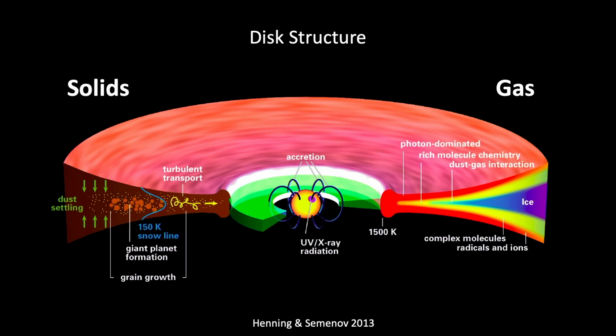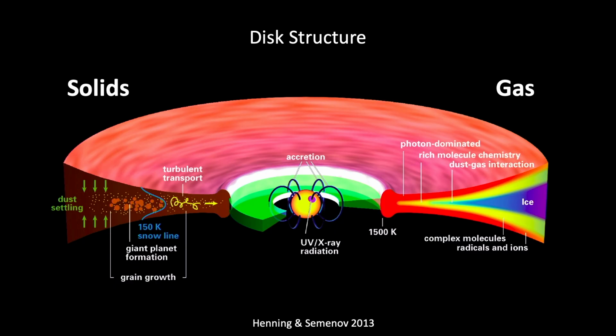On the other side you see the structure in terms of gas. It's also a vertical structure. Normally the situation is such that the surface of the disk is warmer than the midplane of the disk, and that's simply because of stellar irradiation. You irradiate the surface of the disk and make it warmer than the midplane.